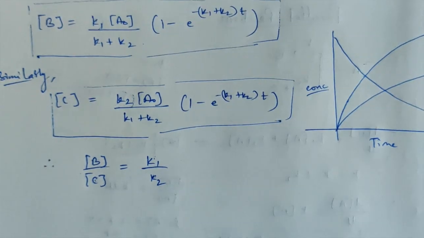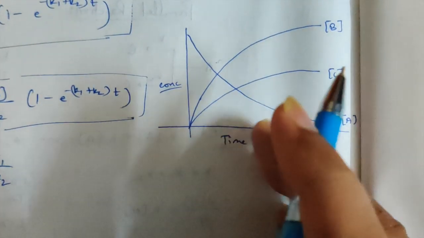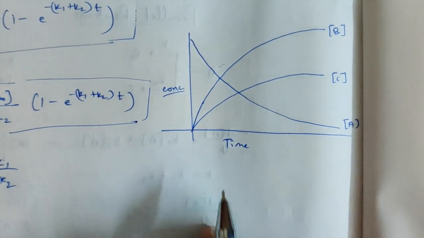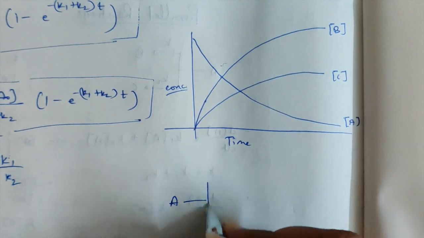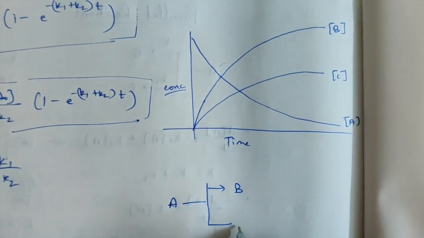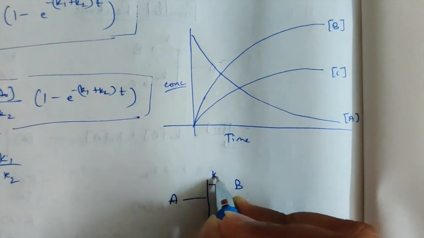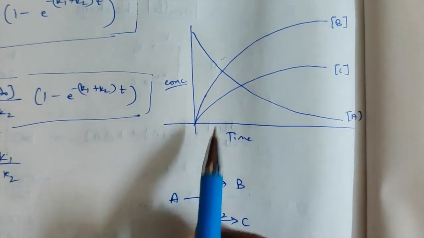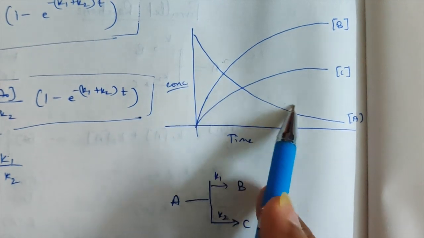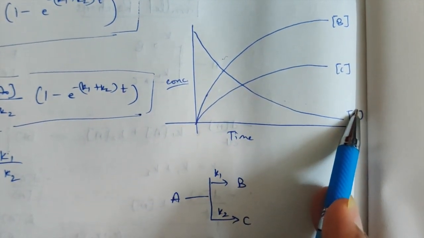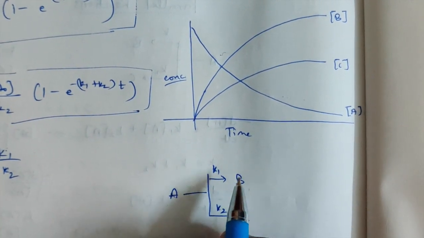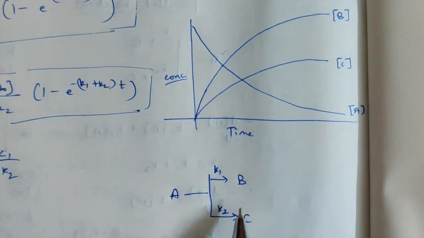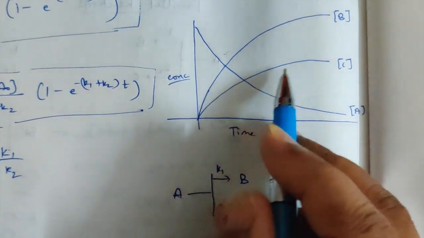When you plot a graph between concentration and time, that's more important to understand. The reaction was that A was getting formed into B and C with different rate constants K1 and K2. Since A is on the reactant side, the concentration of A is always decreasing. You can see over here. What about B? B is on the product side, so the concentration of B will obviously increase. C is also on the product side, so the concentration of C will also increase.